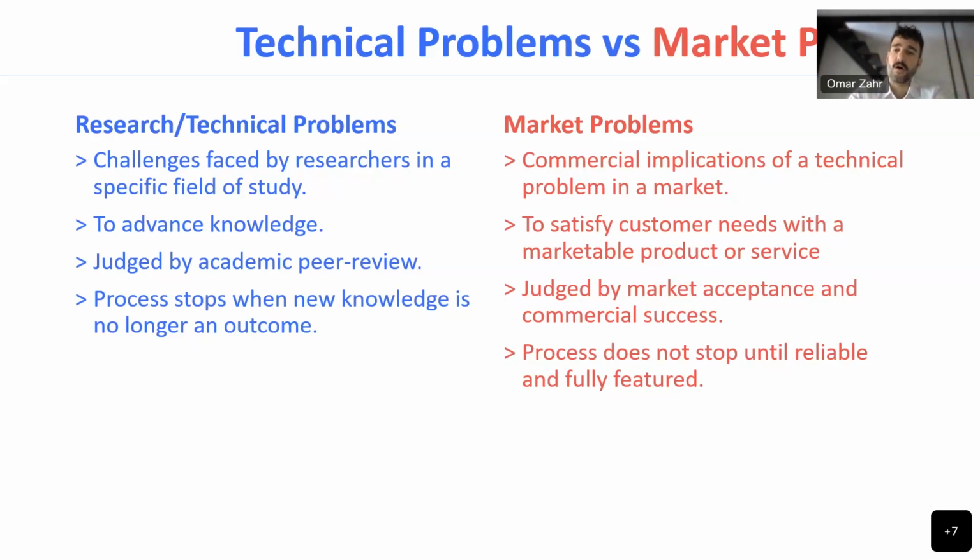Market problems are deeply connected to technical problems. They're embodiments of technical problems, but they are the commercial implications, the customer needs that are created by the presence of that technical problem. Satisfying a market problem means satisfying a customer need with a marketable product or a service. It's generally judged by market acceptance and commercial success. Now, not always commercial success, if, for example, that product is free, provided free to the society, but judged by its use by that society. And ultimately, the process of solving a market problem doesn't stop until it's reliable and fully featured.